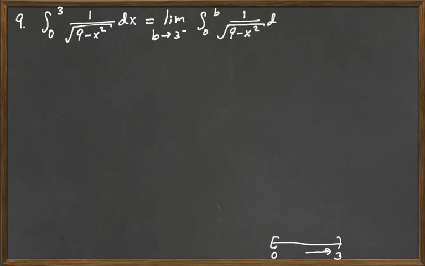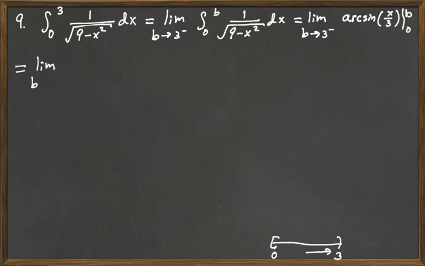of 1 over the square root of 9 minus x squared dx, which is going to be equal to the limit as b approaches 3 from the left-hand side of the arc sine of x over 3, evaluated from 0 to b. So it's going to be the limit as b approaches 3 from the left-hand side of the arc sine of b over 3 minus the arc sine of 0 over 3.